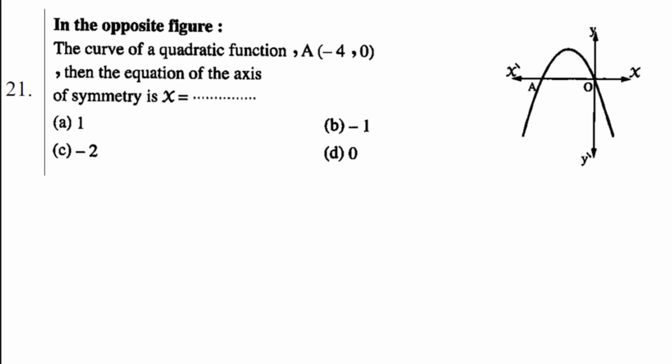Now look, we can draw here the axis of symmetry. Now we can deduce that OB equals BA. We can name this point as B. Now OA equals what units? Equals 4 units, because the point A is negative 4 and 0. So the length of OA equals 4 units. Now OB equals 2 units.